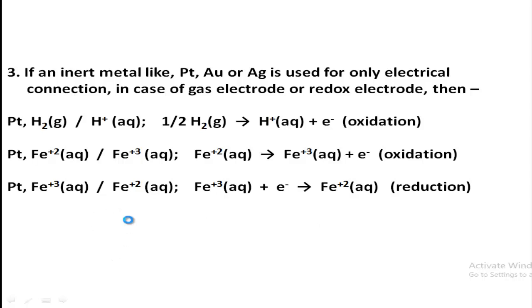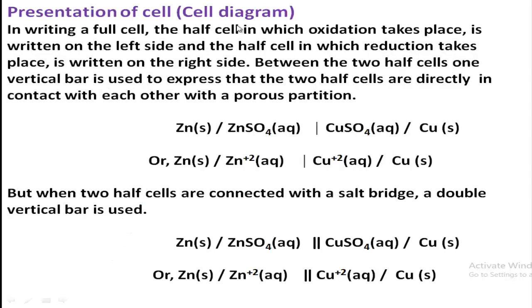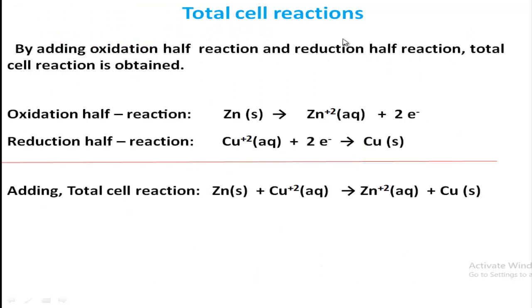Now we will learn about writing the cell diagram, that is, the full cell. To write the full cell, we first have to write the oxidation half cell, the short form of the oxidation half cell, then the reduction half cell, and between them we have to use a single bar. And if the cell contains a salt bridge, then in that case we have to put a double bar.